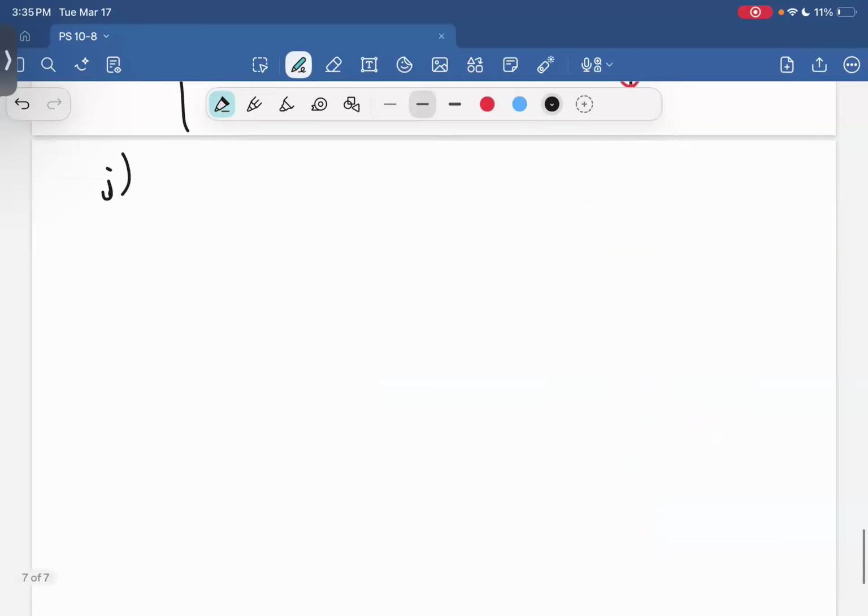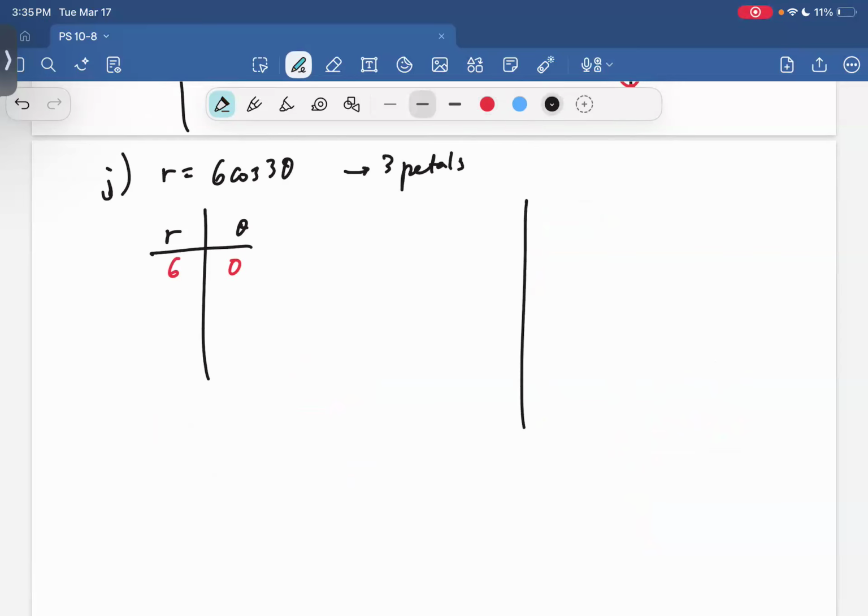J, r equals 6 cosine 3 theta. Once again, we have 3 petals. What should we plug in here? We should plug in theta equals 0 to get a petal, because cosine 0 is 1. So that means we know we have a petal at 0, which tells us that we'll have a petal at 120 and also 240.